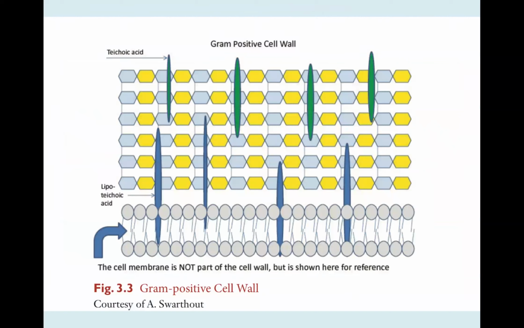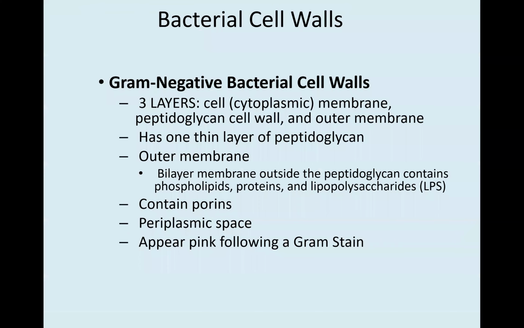And this is going to be a nice little picture to be able to see those differences. I would suggest knowing this picture and what you are seeing. So again, understand that phospholipid bilayer that we're seeing, understand that this NAM and NAG repeating subunits, the teichoic acid and lipoteichoic acid. So I would greatly suggest knowing this figure.